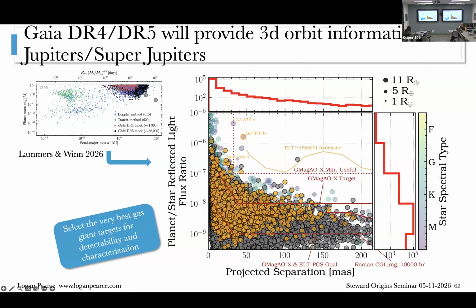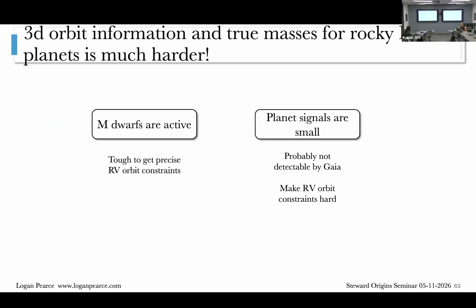There's a lot of potential targets here with three-dimensional velocity information and well-constrained orbits. So there's some promise here for gas giant planets. Unfortunately, these are all super Jupiters and Jupiters that Gaia will be sensitive to. Rocky planets are harder, much harder. M dwarfs are active, and the planet signals are small.